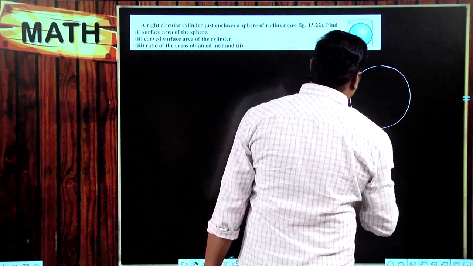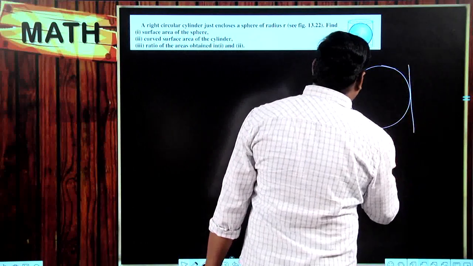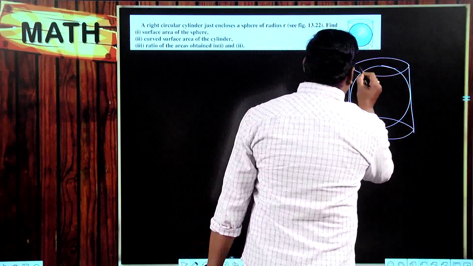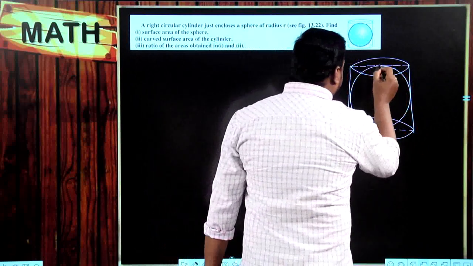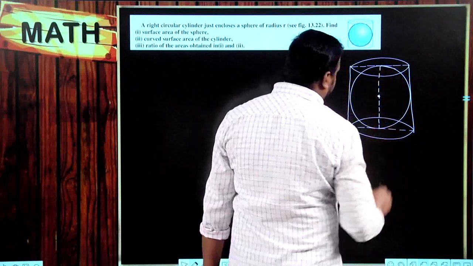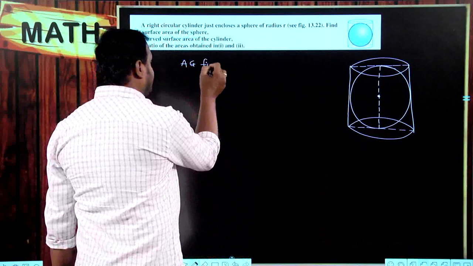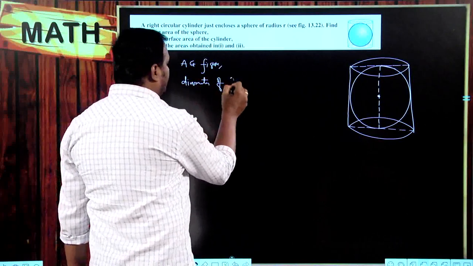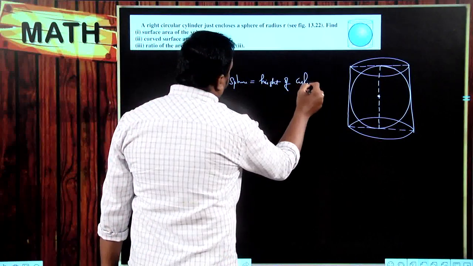This is the sphere. Okay, and just touching it. Okay, and here also. This is the diameter of the top and this is the diameter of the bottom, okay? And this is the height of the cylinder. According to the figure given here, the height of the cylinder is going to be the diameter of the sphere, okay? So, according to the given figure, diameter of sphere is equal to height of cylinder.